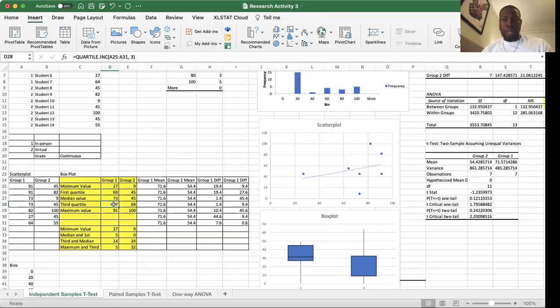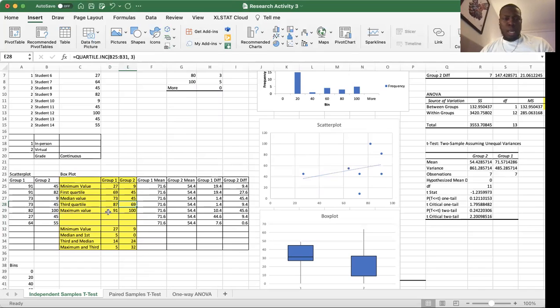Group three, same thing, same formula, use the same information, but instead now I'm using a three for the third quartile. Calculated, it gives me 87, and I did the same information for group two.